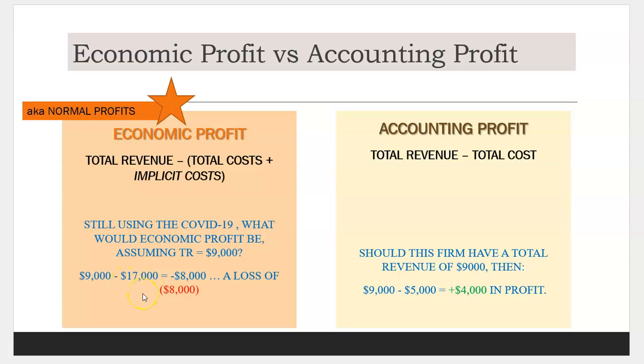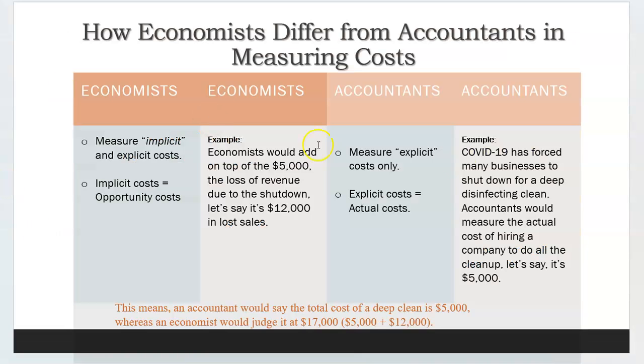So even though they shut down, remember we were discussing the shutting down, we were on this slide right here, and we said, imagine you have to shut down for a bit and have a cleanup cost of $5,000. To an accountant it's $5,000, but to an economist it's $17,000. It's the $5,000 of the actual cleanup and the loss of $12,000 in sales. They didn't actually lose anything, but they didn't make it, therefore it's an opportunity cost, therefore it's an implicit cost.